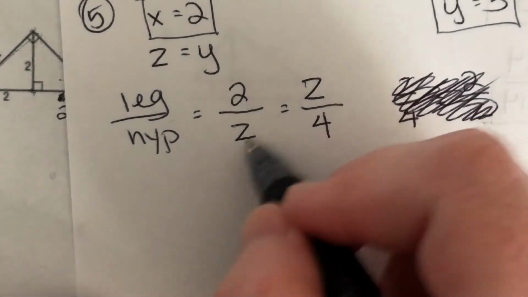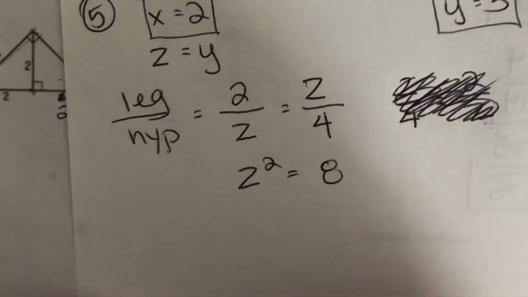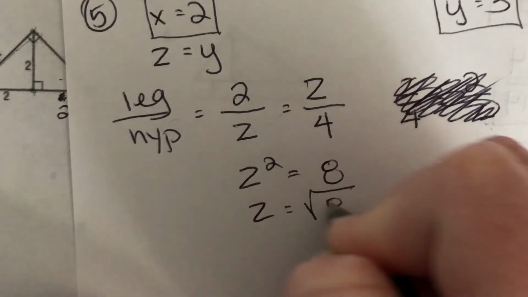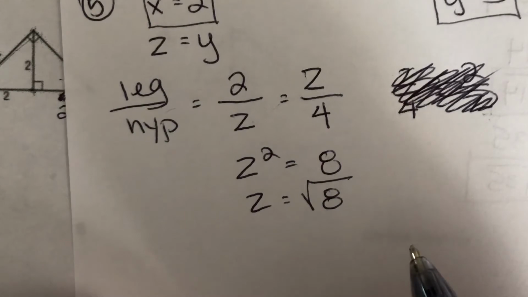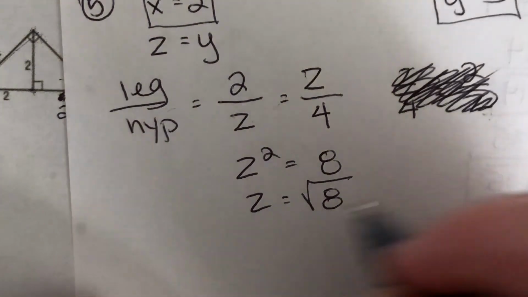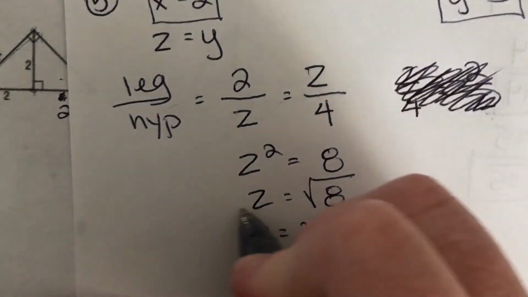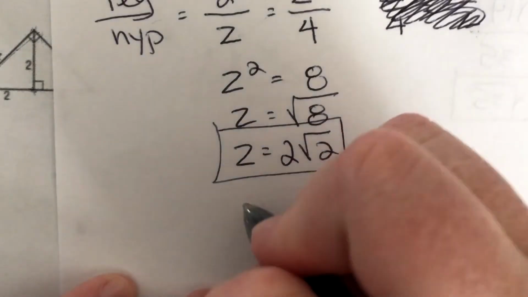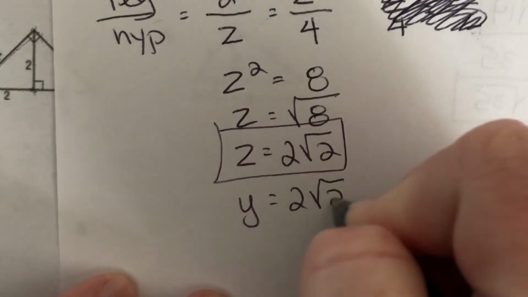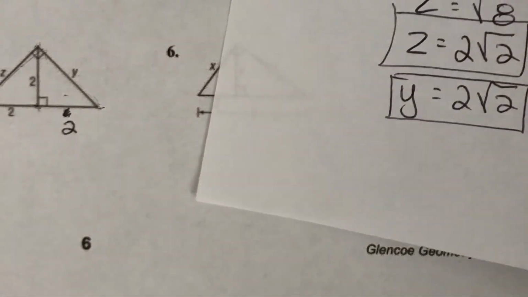Okay, so then we cross multiply and I get Z squared equals 2 times 4, which is 8. So Z equals square root of 8. And then, of course, I already found earlier that I can simplify square root of 8 into 2 square root of 2. So Z equals 2 square root of 2. And up at the top of this, I already said Z and Y are equal, so that means Y equals 2 square root of 2. Easy peasy lemon squeezy.